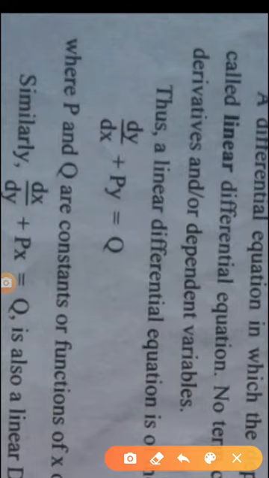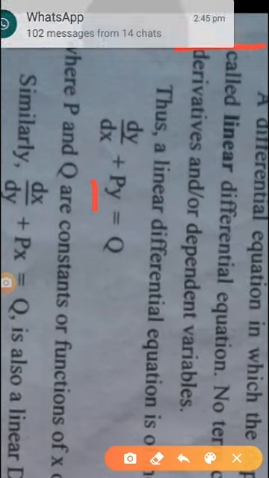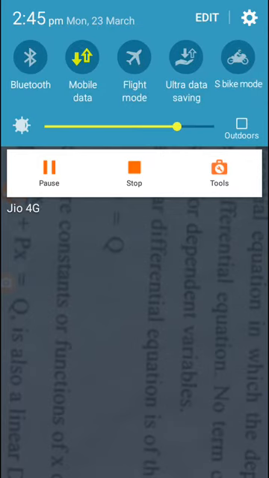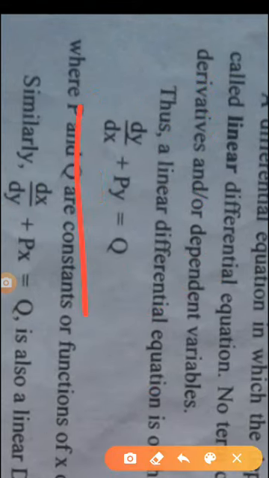By the definition we observe that the dependent variable, that is y, and its derivative dy by dx appear in first degree. Important point: first degree. They appear in first degree, and therefore this is linear differential equation, and this is the general form of linear differential equation.